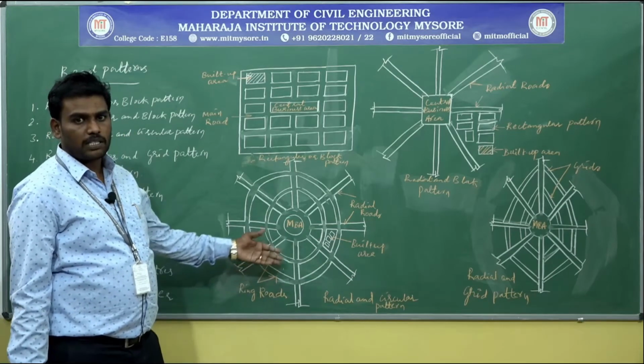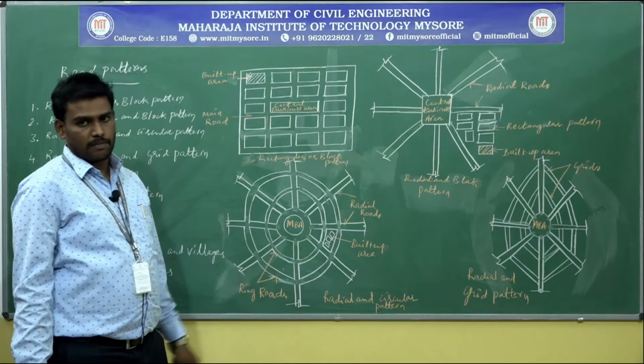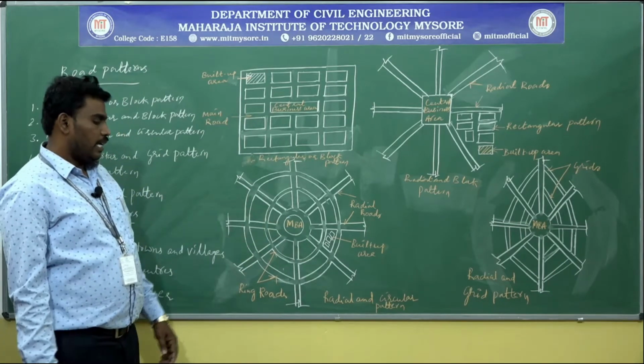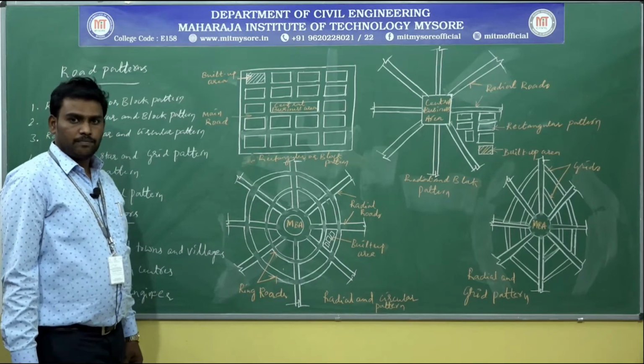This is one of the major disadvantages of the circular pattern. Okay, Bangalore city and Chennai city were planned on this radial and circular pattern.